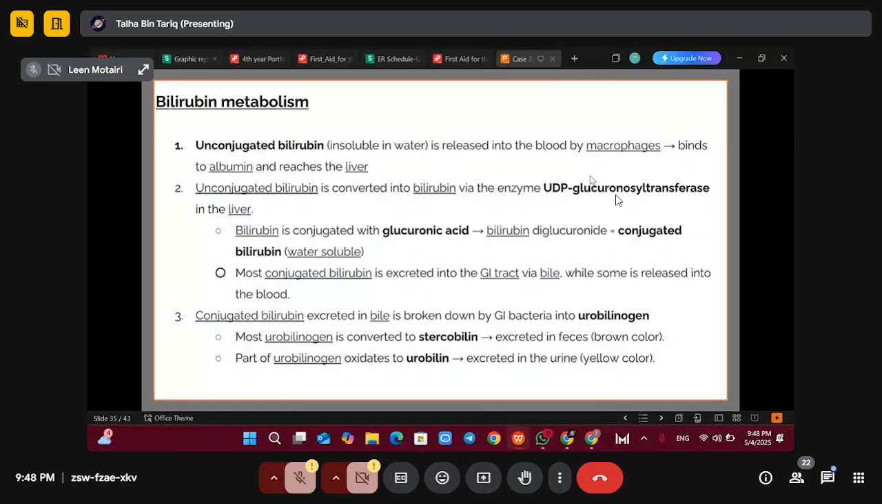So these are the two things that you need to remember, very important. From urobilinogen, you get two things, stercobilin and urobilin. The majority of the urobilinogen is converted into stercobilin, and some part is converted into urobilin. Stercobilin will give the feces its color, and urobilin, you can remember that it's excreted in the urine, and it will give the urine its color.